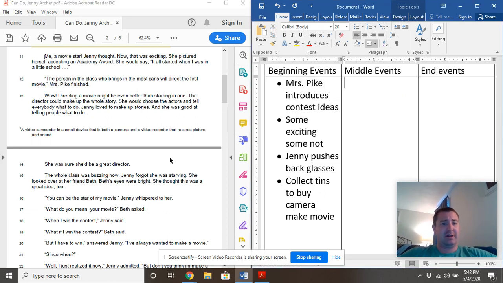Let's go ahead and continue reading. Again, as you are reading with me, you should be jotting these down, but I'll give you time at the end as well.